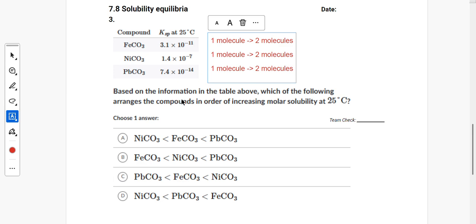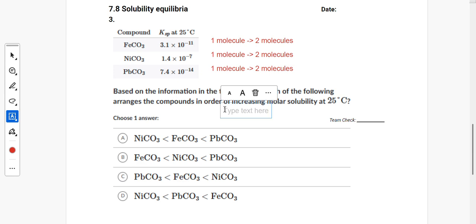Based on the information in the table above, which of the following arranges the compounds in order of increasing molar solubility? Okay, so increasing is going to be smallest molar solubility, or smallest KSP, to largest. So the smallest one is going to be PbCO3. We want that to be the first thing listed, from smallest to largest. So the smallest one is number 1, PbCO3.